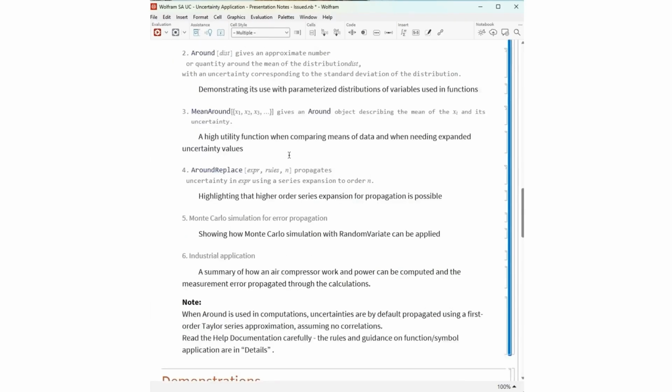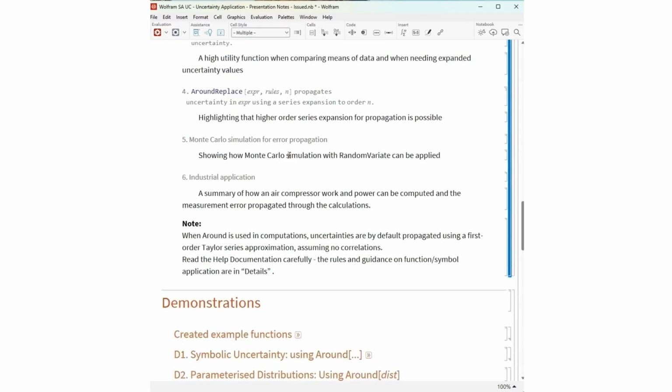Then MeanAround, a high utility function for our kind of work when you're doing experiments and trials and expanded uncertainty values. Then AroundReplace, where one can propagate uncertainty at different series expansions of order n. Further, I'm going to show you the Monte Carlo simulation of error propagation that has a similar purpose to AroundReplace and handles deviations from error propagation assumptions. Also included is an industrial application of the tools. Finally, a brief exposure to uncertainty in regression modeling with Wolfram.